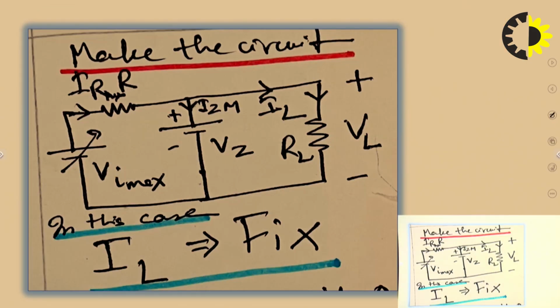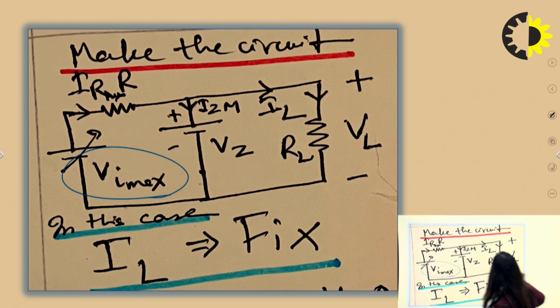Now, again, make the circuit. Next step is convert Zener diode into the battery. Make the circuit. And now we are interested to find out Vi maximum in this particular circuit. For Vi maximum, you have made the diode as a battery of Vz, okay, and now you will apply this.